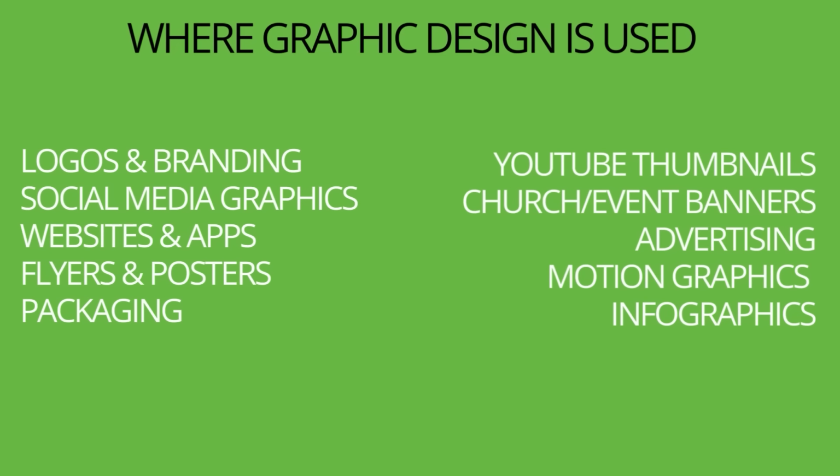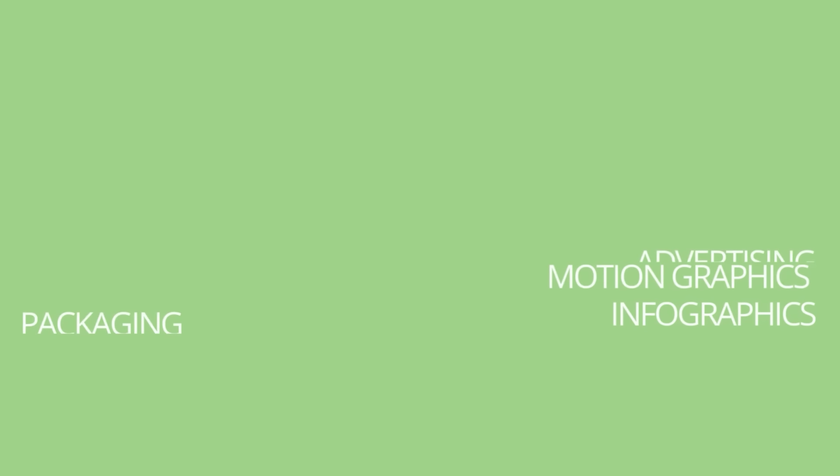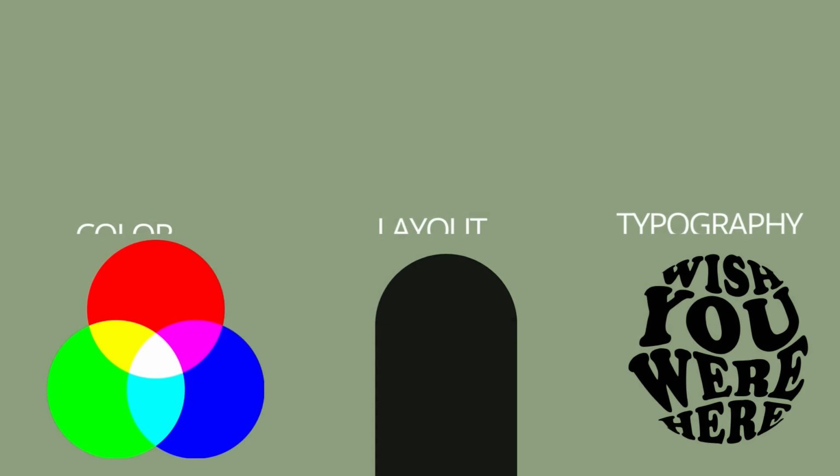Graphic design shapes culture and it influences decision making. It sells products off the shelf and it inspires movement. It educates generations and it has both commercial and social power. There are three core elements for you to master to be a good graphic designer, which are colors, typography, and layout. These are your power tools that you must have. Even without expensive software, if you understand this deeply, you can design professionally.